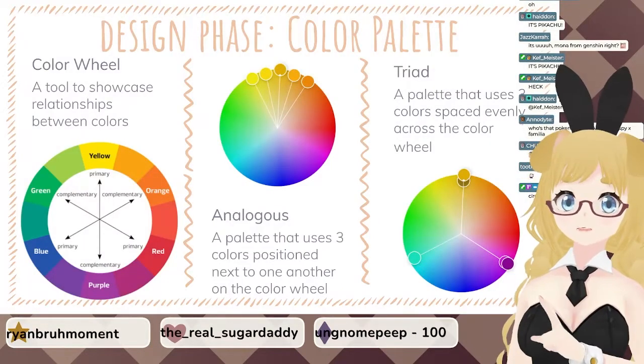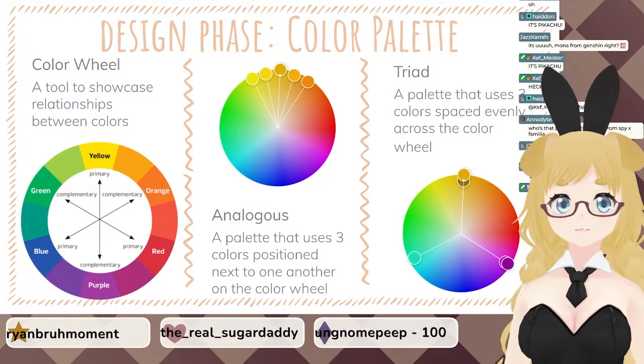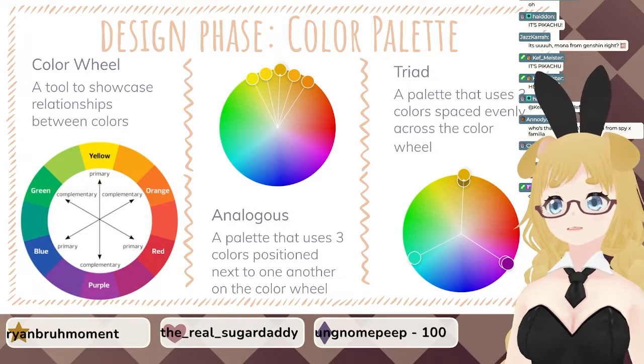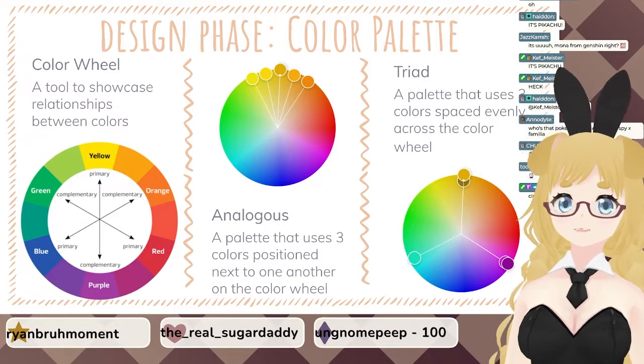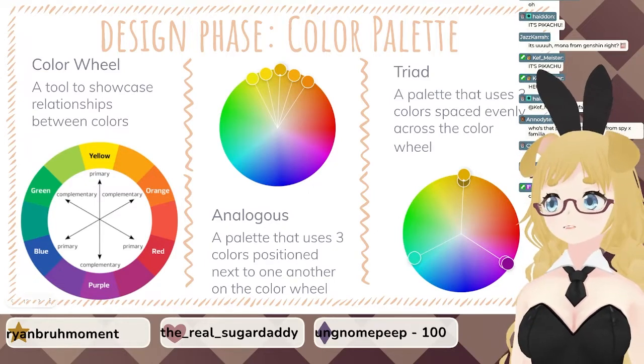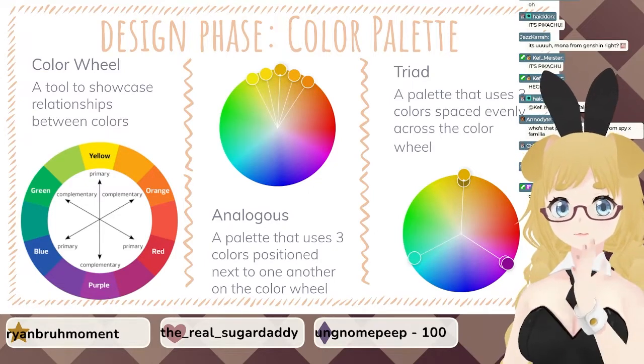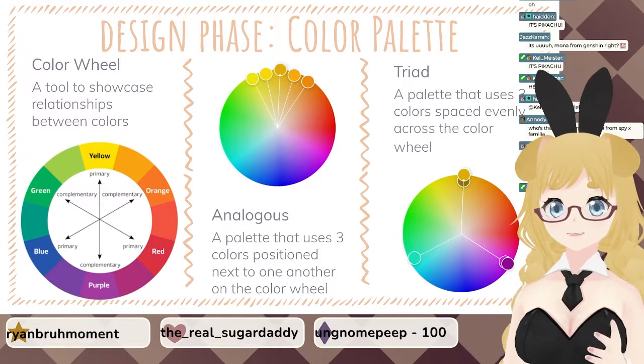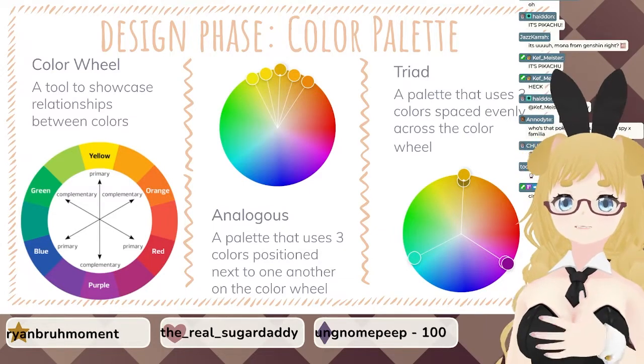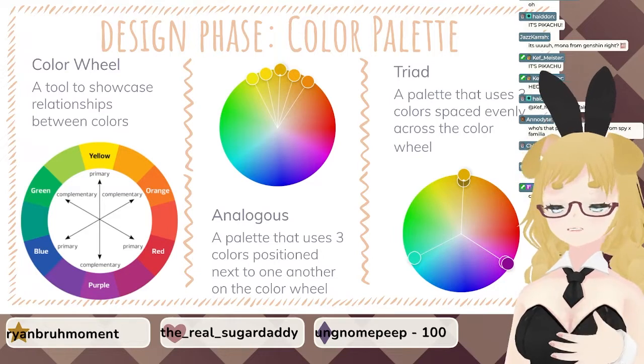All right, so this is gonna get really crunchy. This is the crunchiest part of this. Bear with me. Color palette is another really important aspect of VTuber designs, in my personal opinion. So first up, on the left, we're gonna talk about color wheels. Far left, okay. What exactly is a color wheel? It's basically just an abstract concept that shows us the relationships between colors.